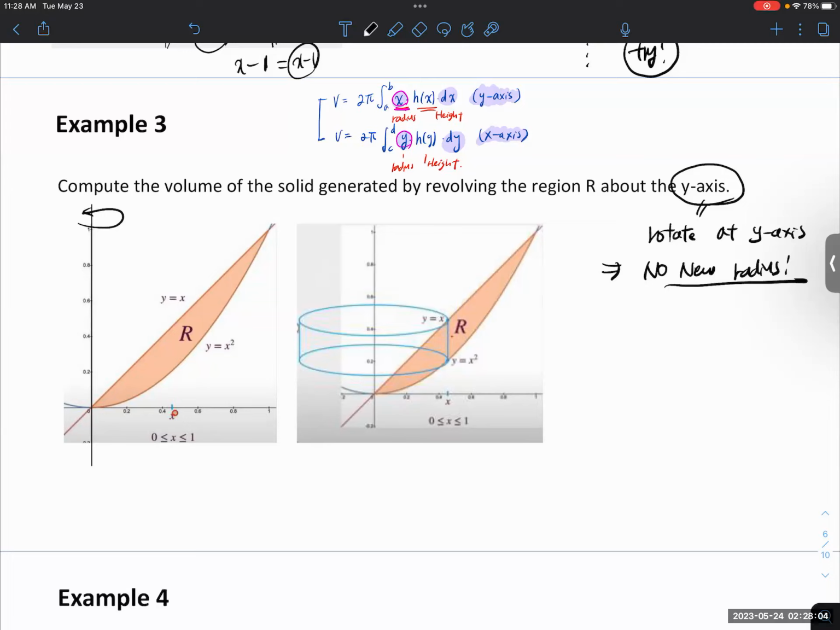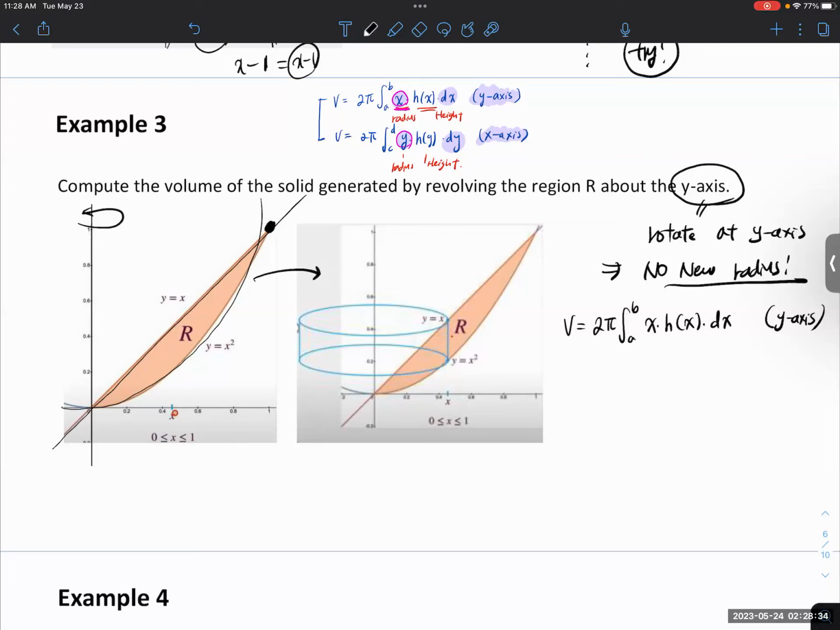So we have y equal to x. We have y equal to x squared. So what happened is they're not going to go further after this intersection point, correct? So this is exactly y. So V equals 2 pi from a to b, x times h(x) dx. This is exactly y-axis rotation. We know that there's no change for the radius, but let's look at the height.